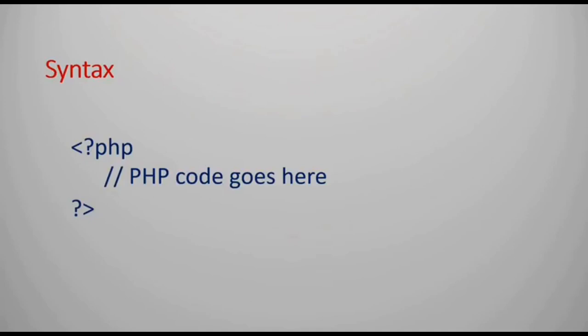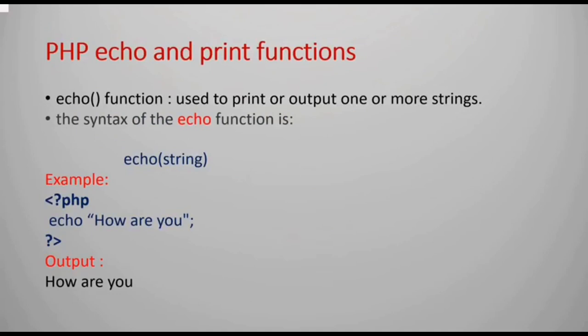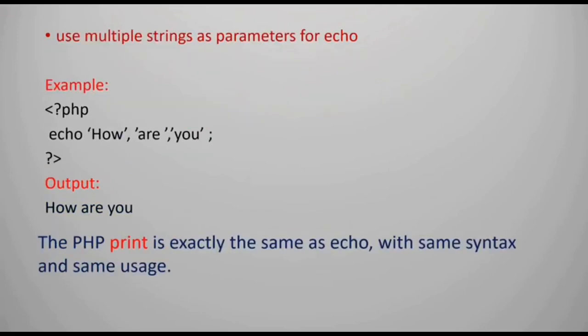Now let's see the PHP echo and print functions. The echo function is used to print or output one or more strings. The syntax of echo is: echo, then a string in brackets. Although you can use the echo function to output anything, as the PHP parser will automatically convert it into a string type, you can write code like this. It will print the output as how are you. Here is another example of how you can use multiple strings as parameters for echo. It will again print the output as how are you.